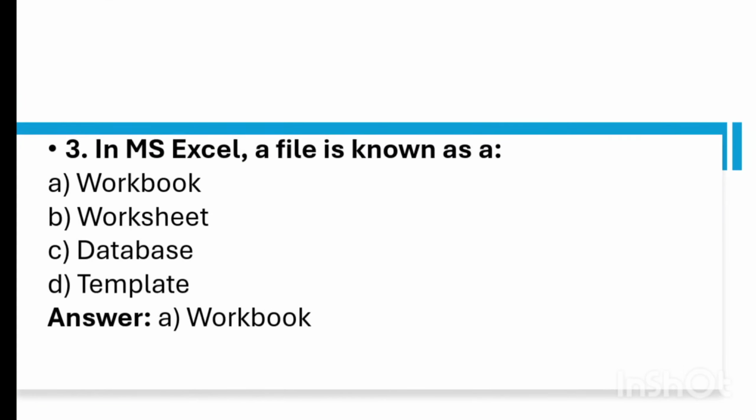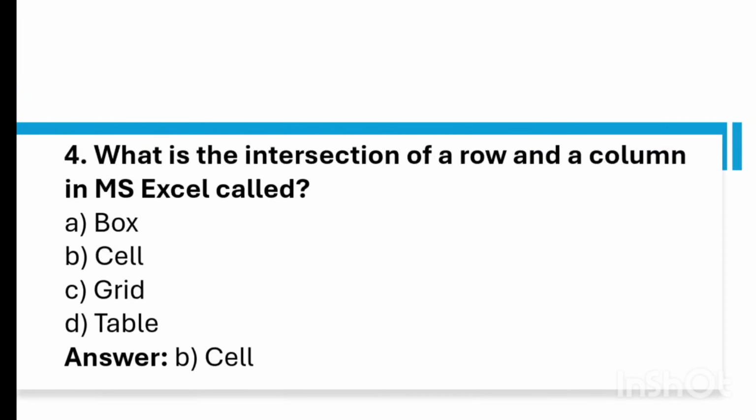Question number 3. In MS Excel, a file is known as a. Options are A. Workbook, B. Worksheet, C. Database, or D. Template. So the correct answer is option A. Workbook. Question number 4. What is the intersection of a row and a column in MS Excel called? Options are A. Box, B. Cell, C. Grid, or D. Table. So the correct answer is option B. Cell.